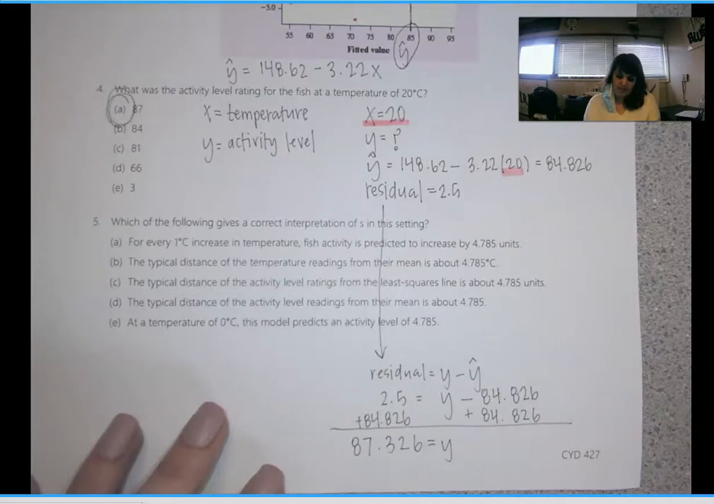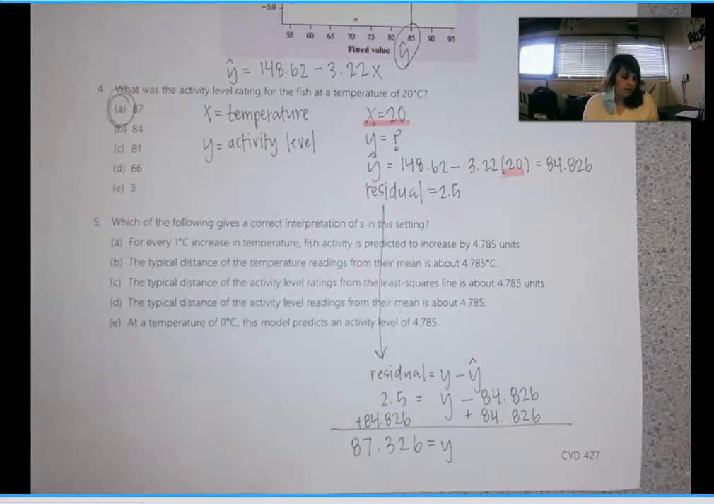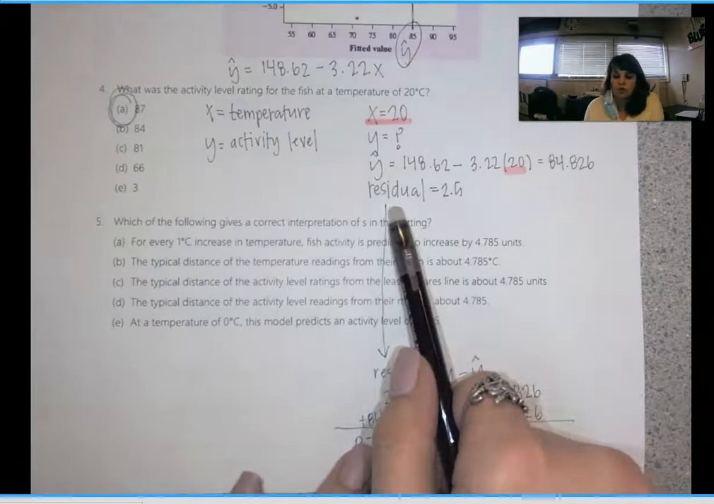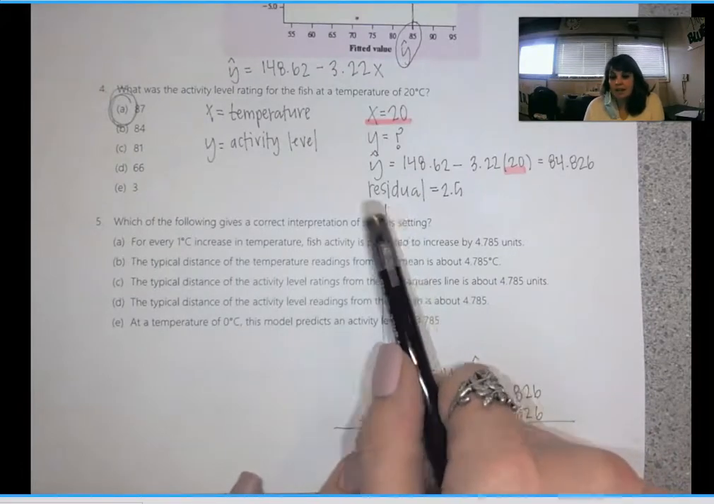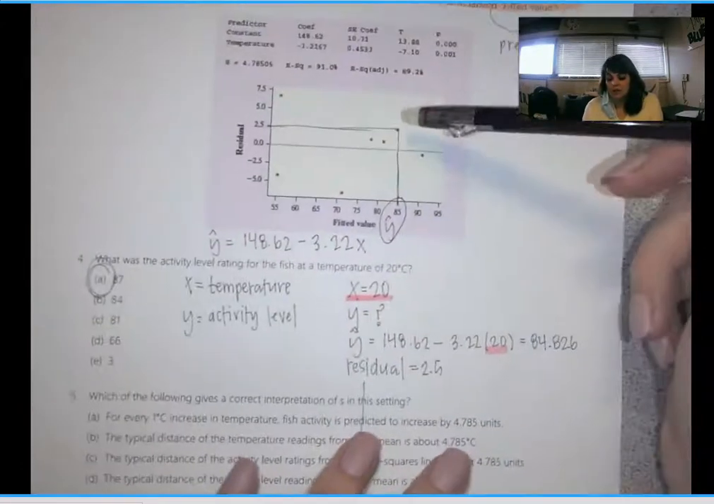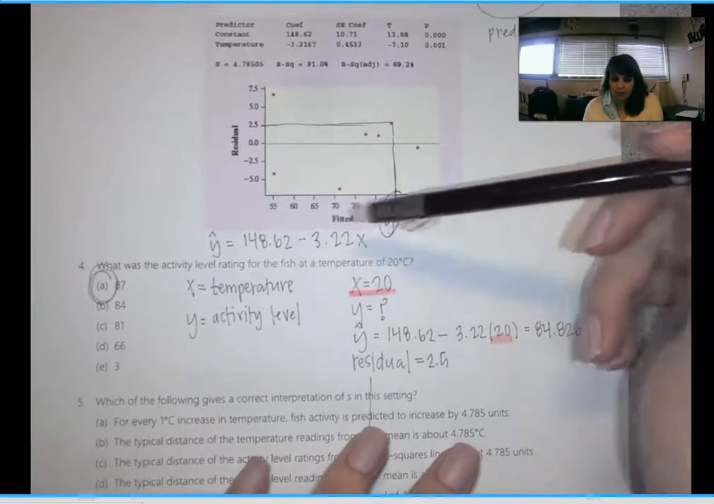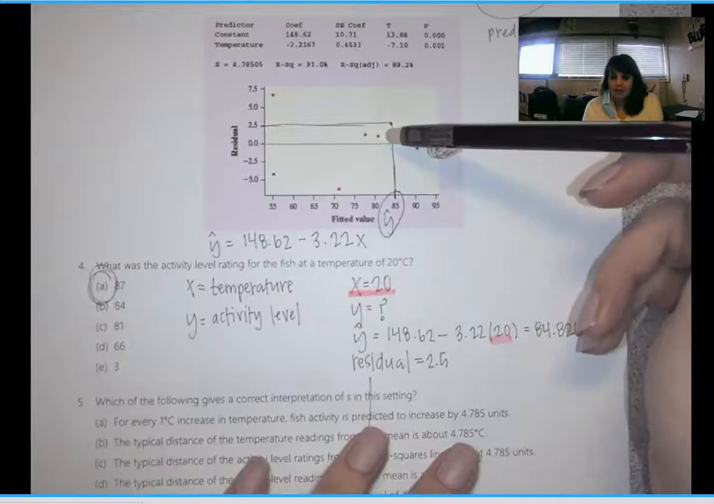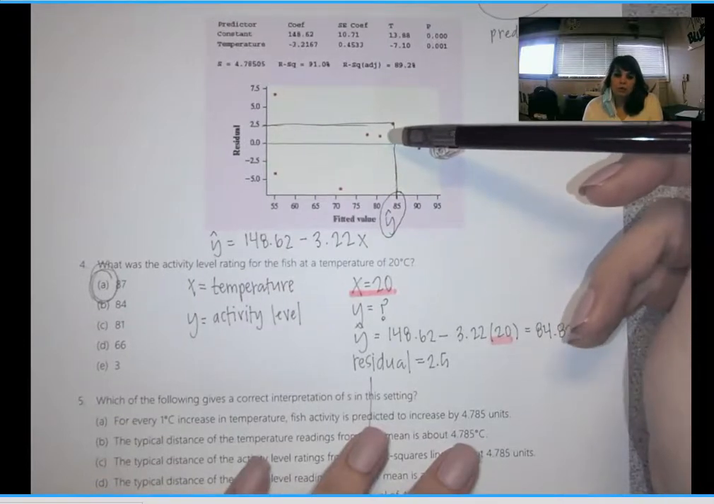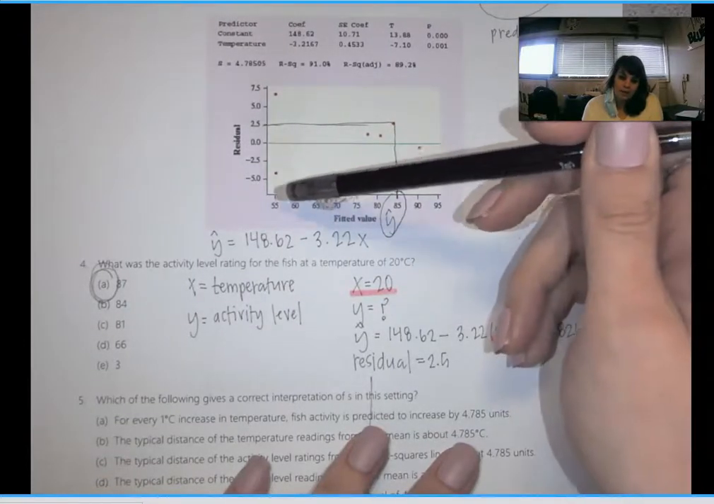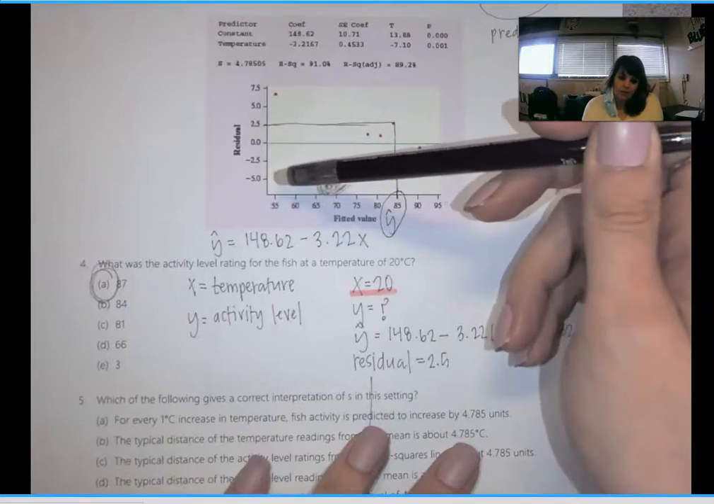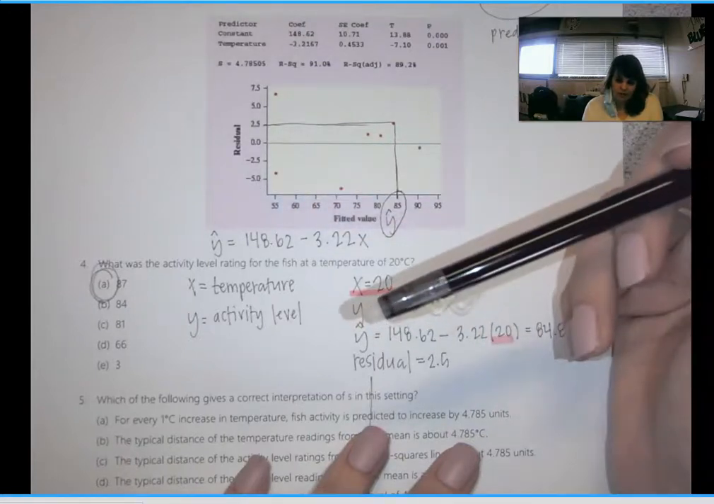So the biggest takeaway from this one is recognizing that you could use the residual formula, and then knowing that what this residual plot is giving you is your fitted value, so your y hat, and its matching residual. So a y hat that was 55 would have a matching residual of like -4.